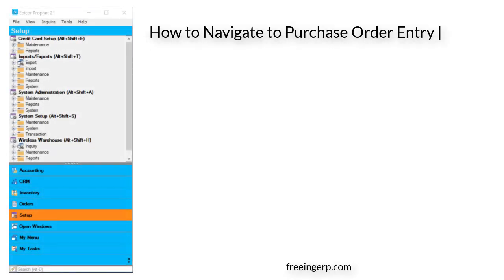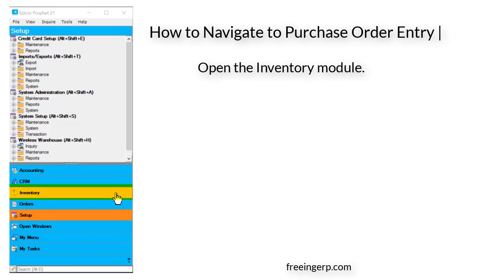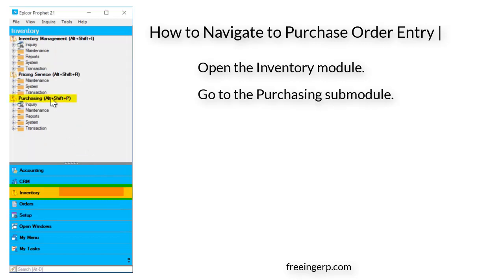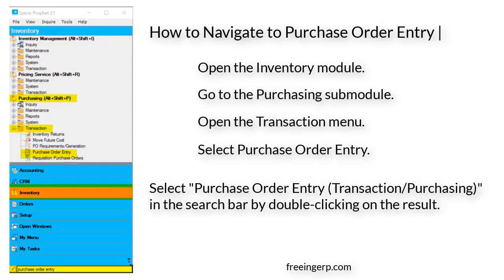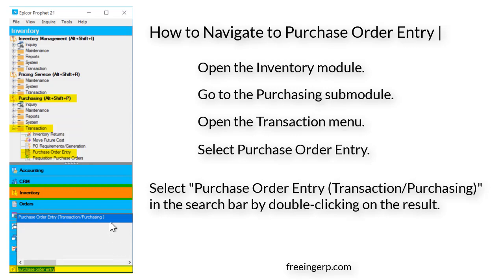First, in order to navigate to purchase order entry, open the inventory module. Next, you'll go to the purchasing submodule. After that, you'll open the transaction menu. Then you'll select purchase order entry. You can also come down to the search bar and type in purchase order entry, and then you'll just double click on the search result.